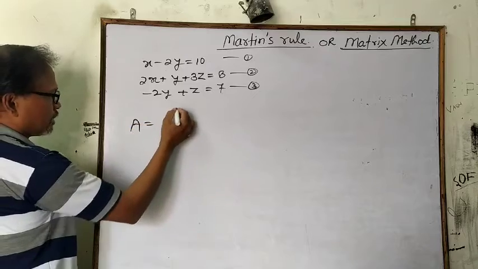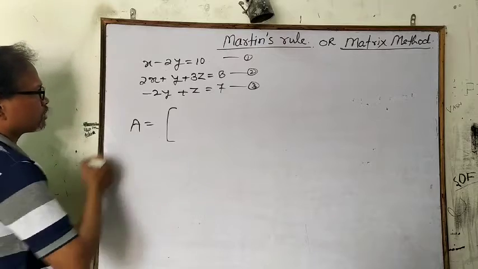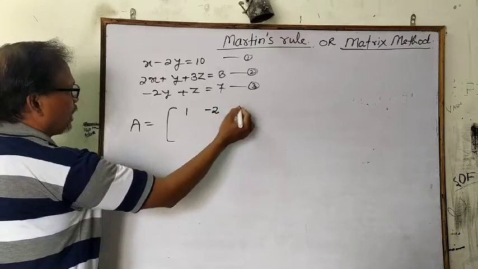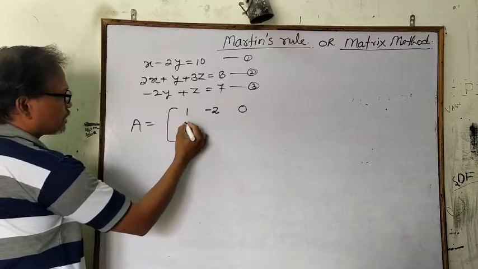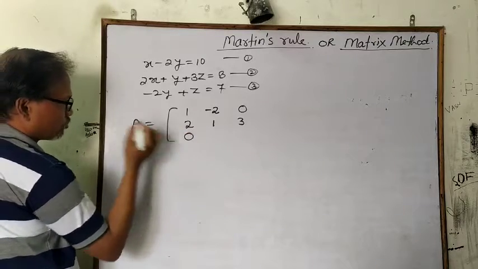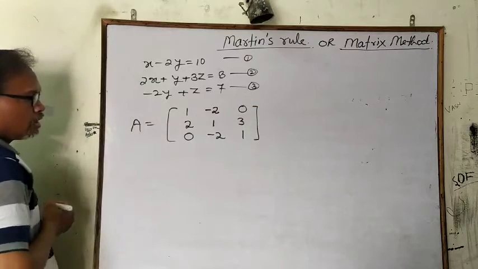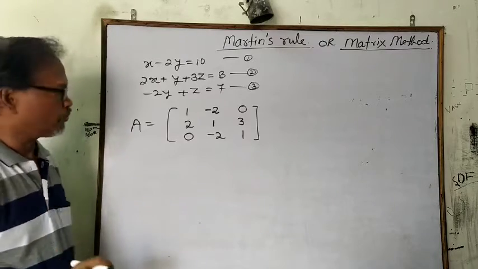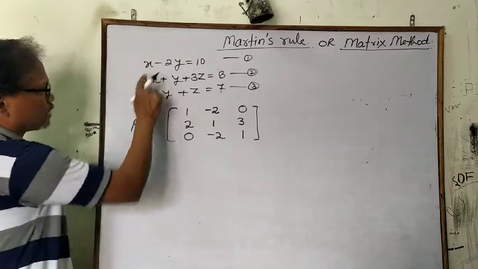The constant terms 10, 8 and 7 are on the right hand side and the variables on the left hand side. Now we form the matrix A, that is the coefficients of x, y and z. In the first equation, the coefficient of x is 1, the coefficient of y is -2 and there is no z term, therefore the coefficient is 0. In the second equation 2, 1, 3. In the third equation there is no x, so the coefficient is 0, -2 and 1. You have to see the sign also. When you write the coefficient, be alert with the given sign.